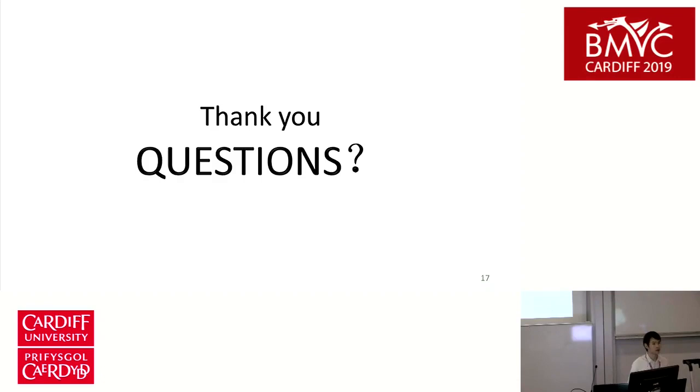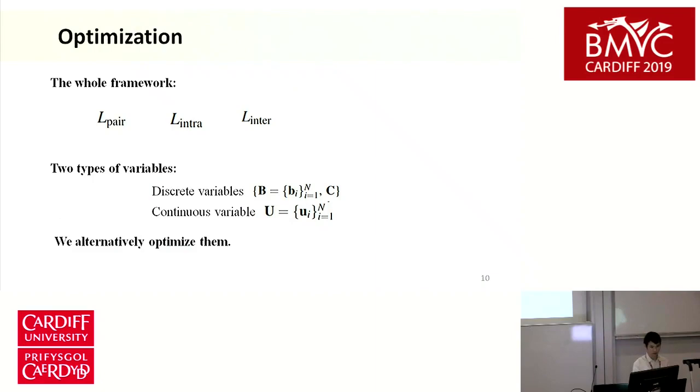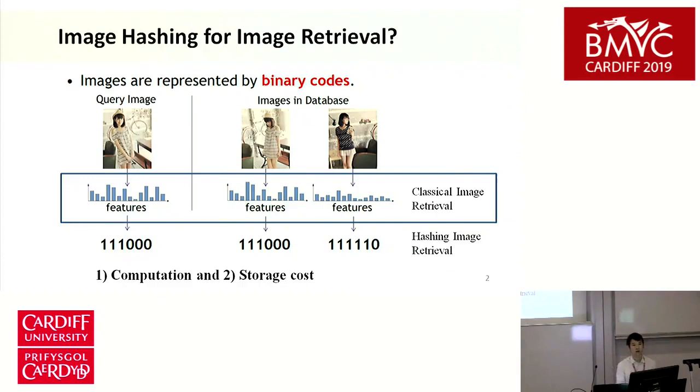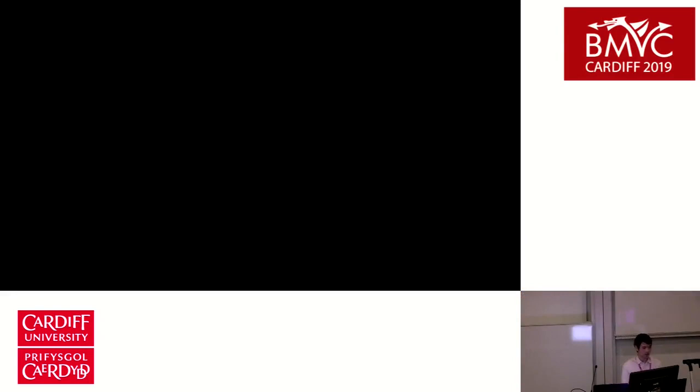Very nice talk, and I would like to go back to the beginning of your presentation. You mentioned hashing for image retrieval. My question is how well does this scale with the number of classes? Because we know that in image retrieval, we usually have a very large number of classes, and the data sets that you have presented have a very small number of classes. So what is the biggest data set that you have used?